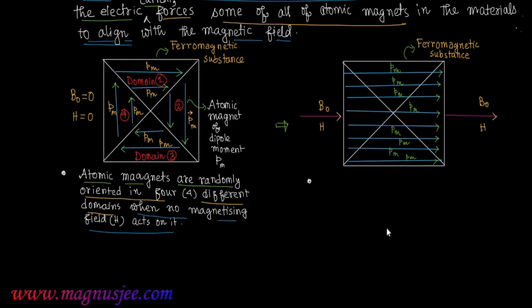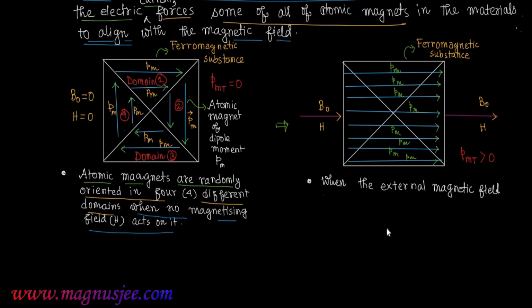When no external magnetic field acts, the total dipole moment of the ferromagnetic substance will be 0. For the first case, when B0 is 0 and H is 0, the total magnetic dipole moment of this ferromagnetic substance, that is PMT, will be 0. But when an external magnetic field acts, the total dipole moment, that is PMT, will be greater than 0.